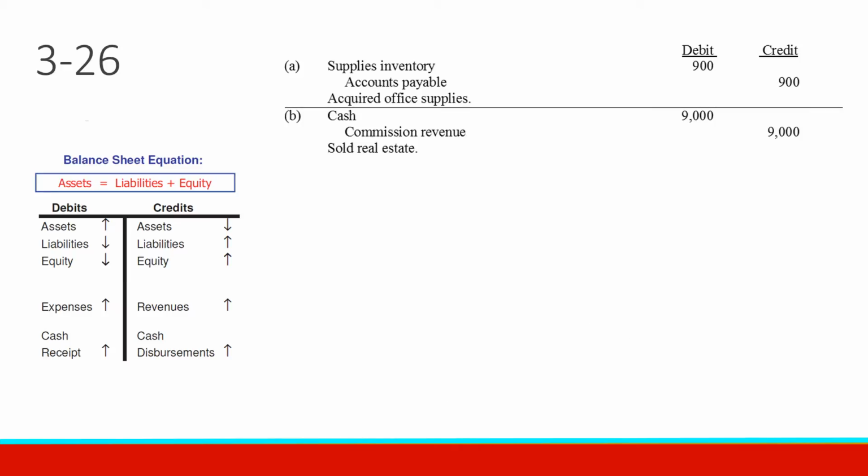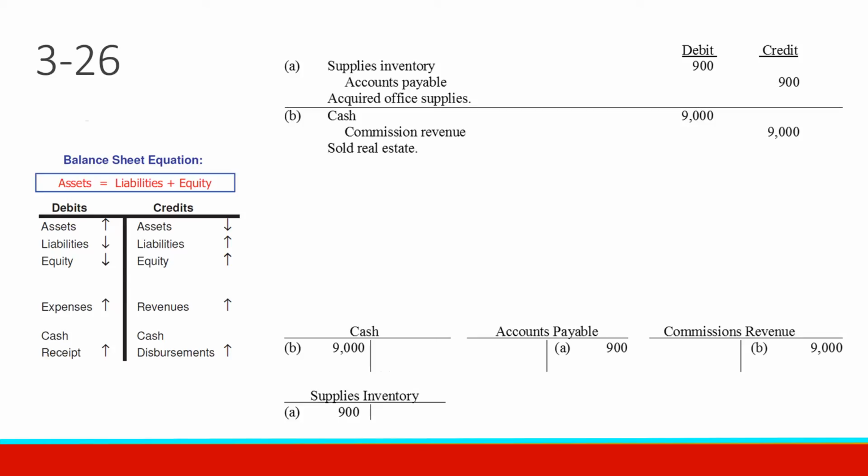Moving on to journal entry B. The firm has now sold some real estate. It receives cash of $9,000, and it recognizes commission revenue, a type of service revenue, of $9,000. So you can see cash is being debited because it's an asset, and we can see revenue being credited. As you can see in the graphic, that's what should happen when we recognize a revenue.